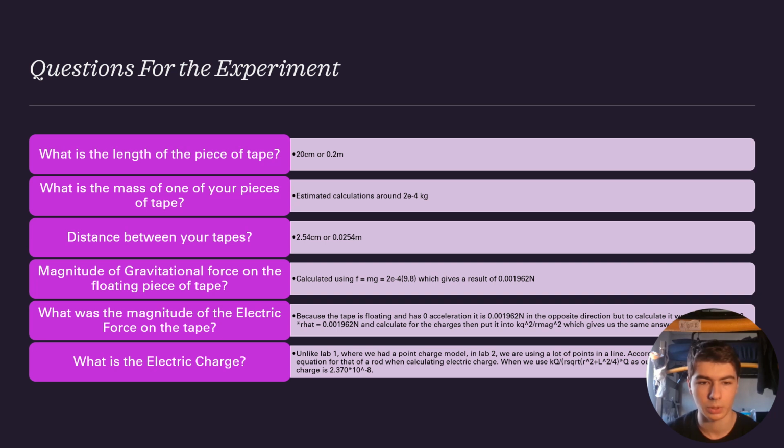So the questions for the experiment: what's the length, the mass? We all did these in Lab 1. It's 20 centimeters, 2 times 10 to the minus 4, etc. The only thing that changed here was the electric charge. Unlike in Lab 1, where we just did the point charge model, we're using the rod model in this case. So we need to use kq over the square root of r squared plus L squared over 4, times q, to find the electric charge. That's the equation we're using.